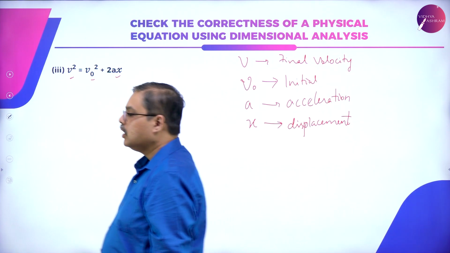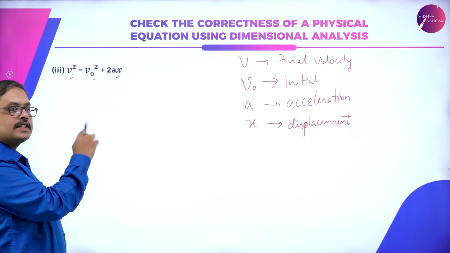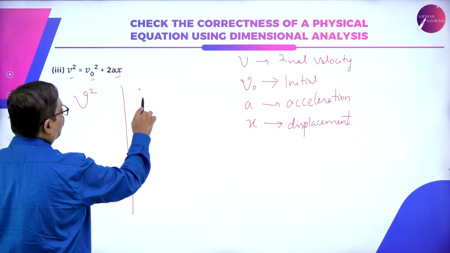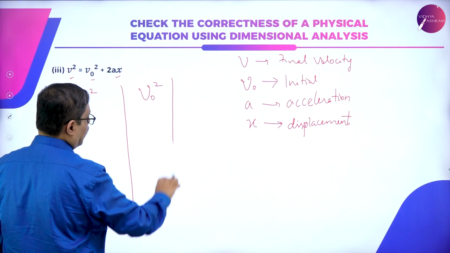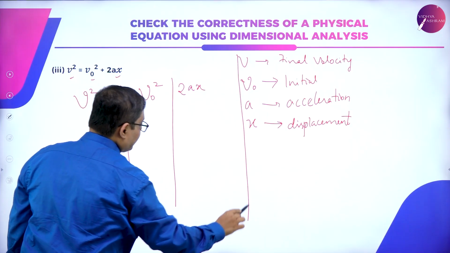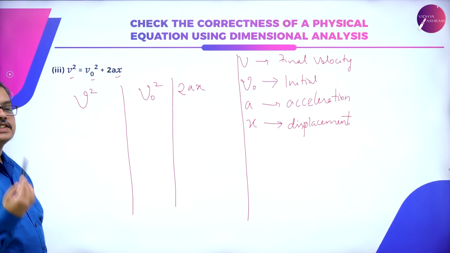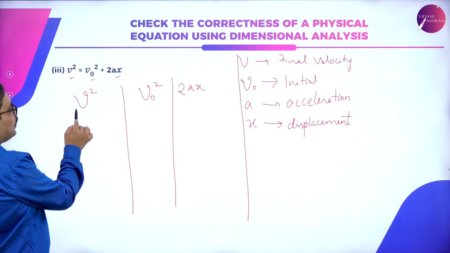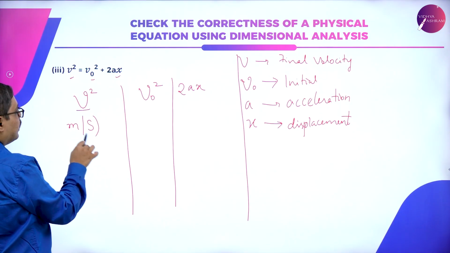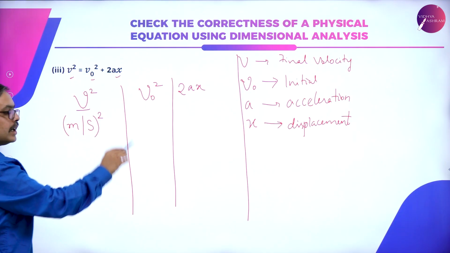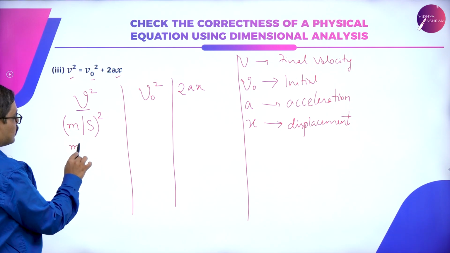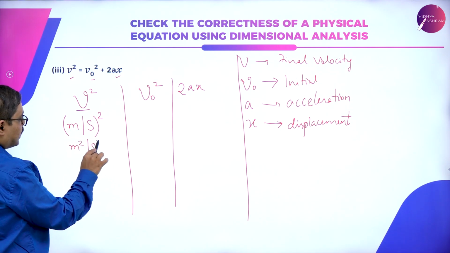Let us check all the three terms on both the sides of the equation. We have got V square, we have got V naught square, and we have got 2AX. Let us check the dimension of all these three terminologies. V is the velocity. Velocity is given by meter per second. Here there is a square, so meter per second whole square, where you have got two dimensions of meter. So this is meter square per second square.